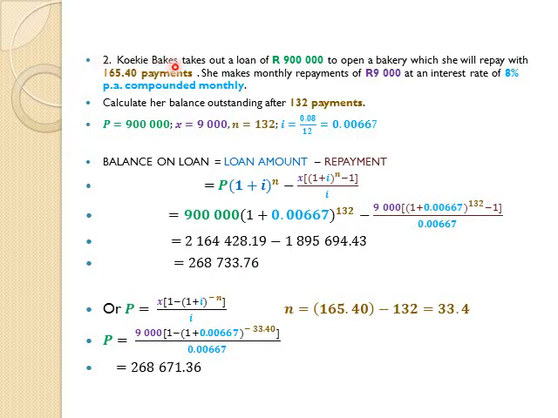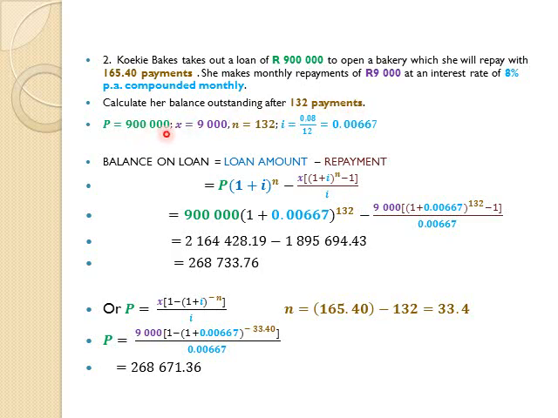Cookie Bakes takes out a loan of 900,000 to open a bakery, which she will repay with 165 payments. She makes monthly repayments of 9,000 rand, the interest rate is 8% per annum, compounded monthly. Calculate the balance outstanding after 132 payments.